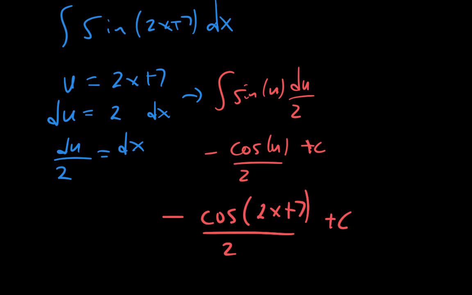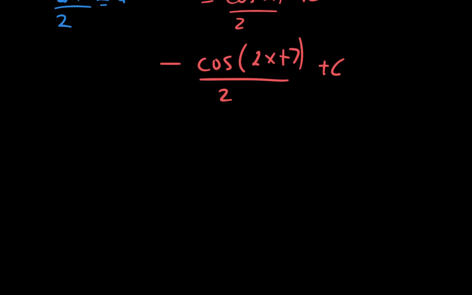If we were given some sort of bounds, like 0 to pi, for instance, for 2x plus 7, we could plug in values for x and find out values for u. But I'll do that some other time, maybe.